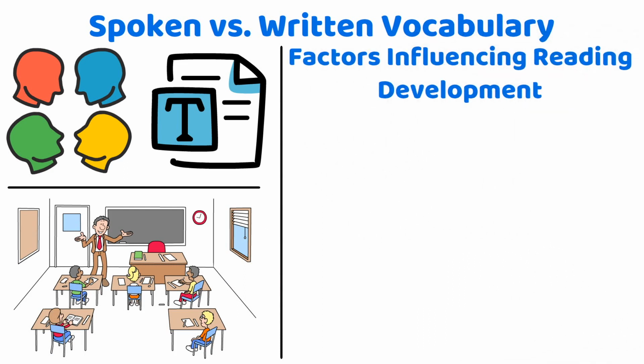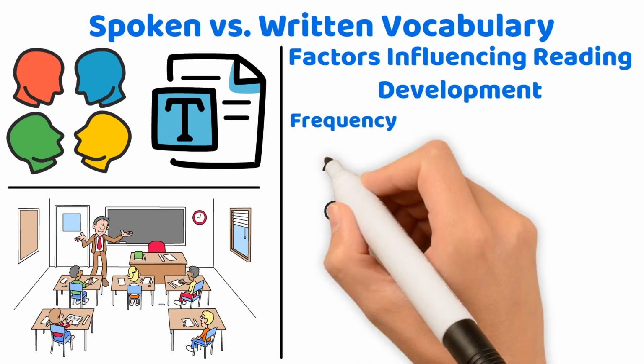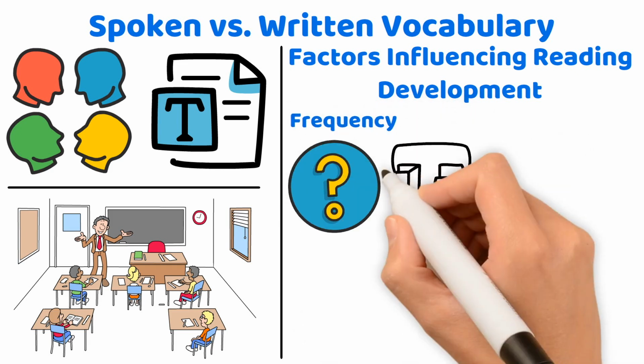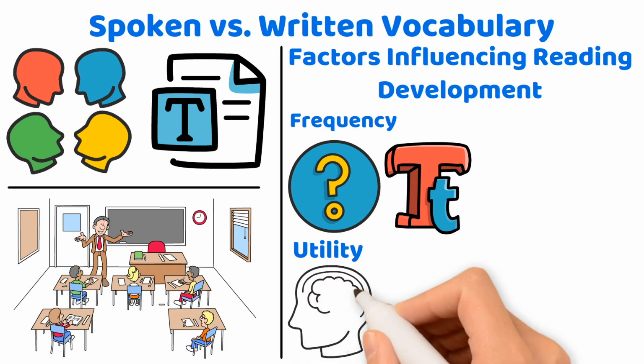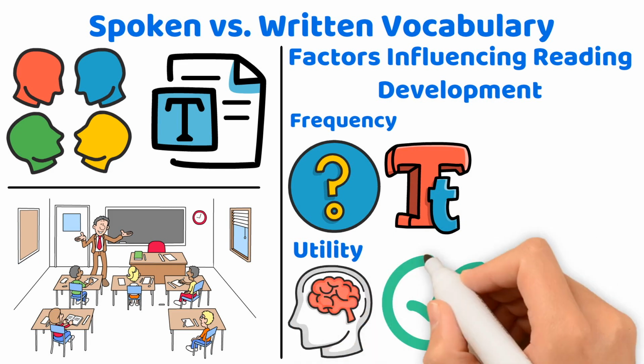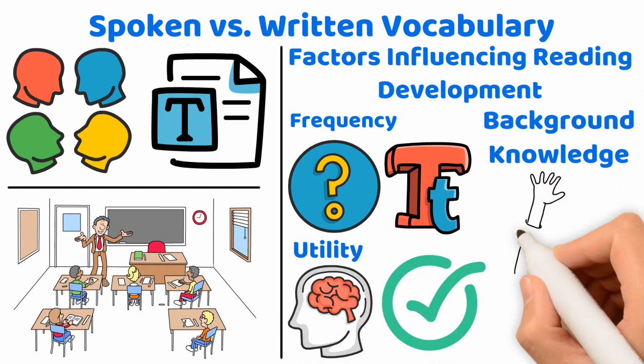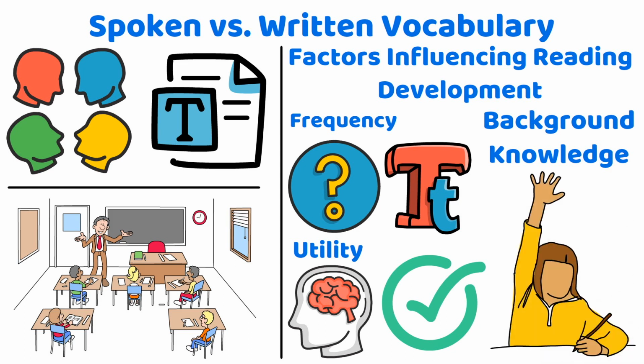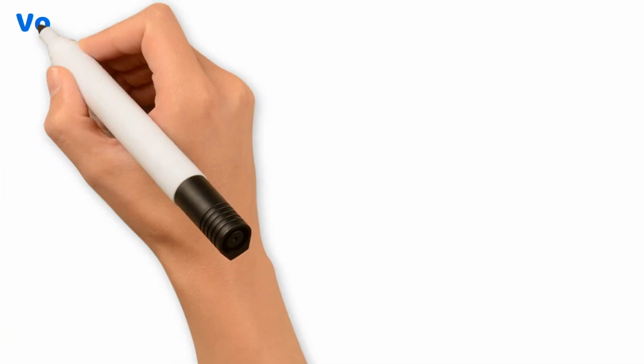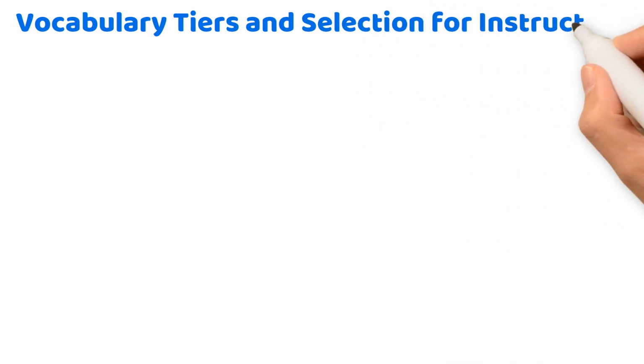When selecting vocabulary to teach, consider frequency: how often a word appears in texts. Utility: the usefulness of understanding a word for text comprehension. Background knowledge: how familiar students are likely to be with the word. For your exam, be aware that there are vocabulary tiers and selection for instruction.